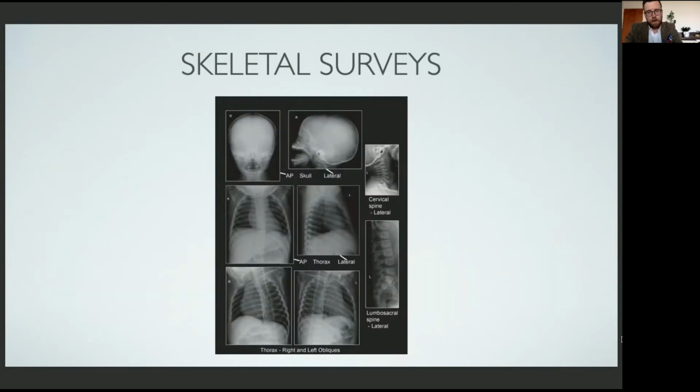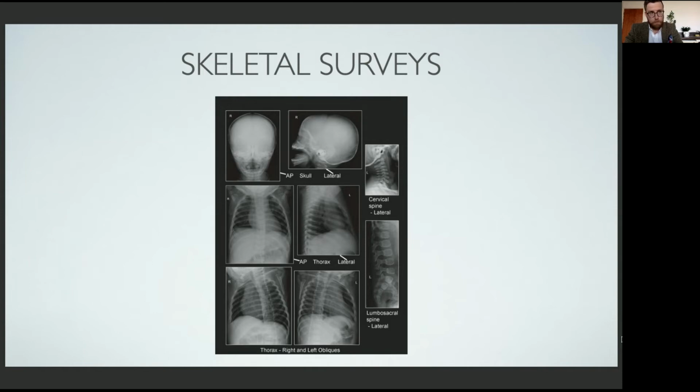Skeletal surveys are a choice study to evaluate suspected cases of child abuse, and they are the gold standard for detecting additional injuries. So they should include frontal views of your appendicular skeleton. They should include the upper and lower extremities with frontal and axial views of the skull, the spine, the ribs, and depending on what your survey finds, they may need additional imaging, whether those are specific X-ray plane imaging, CT scans, or MRI scans of the brain, again looking for axonal type trauma from brain injury.